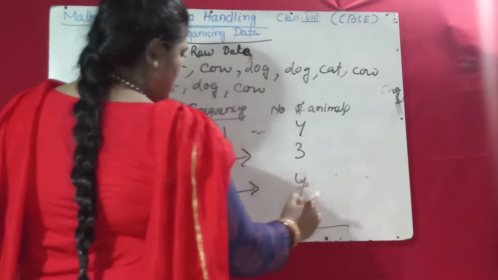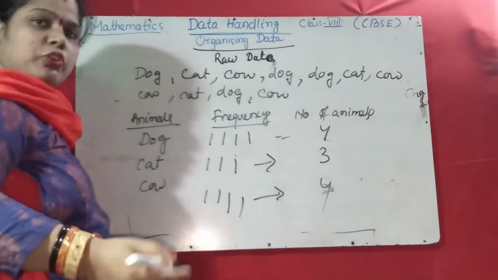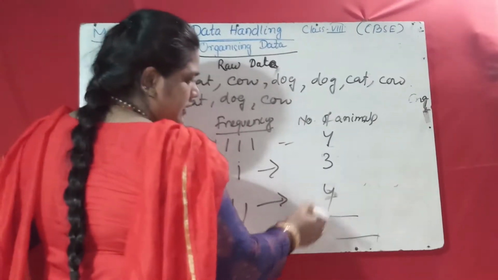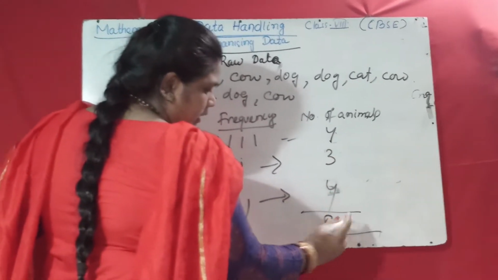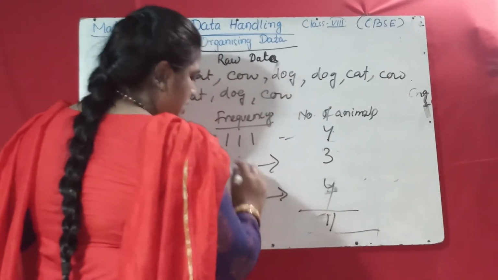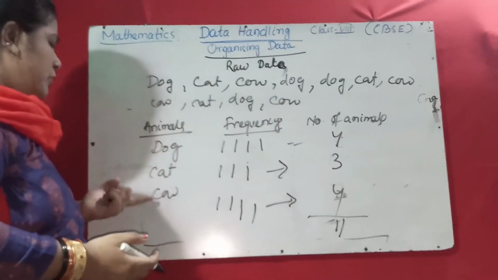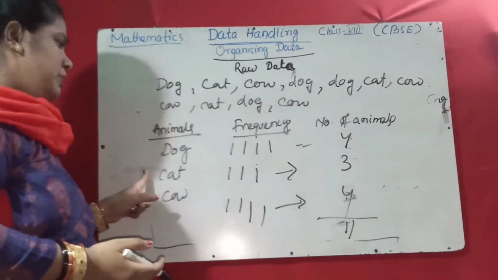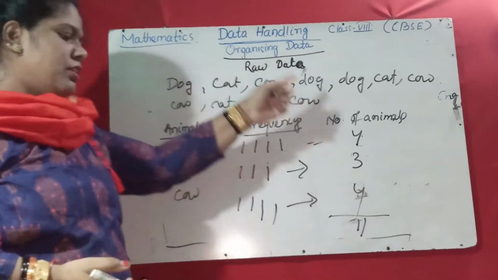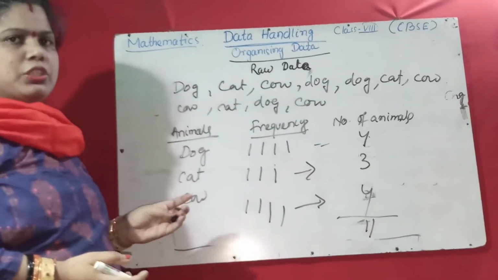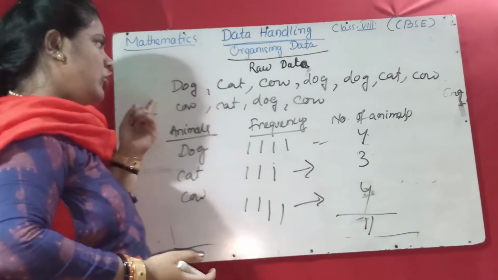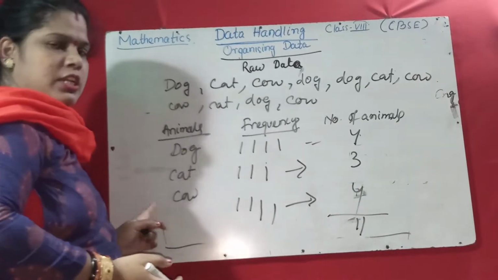Frequency: dog frequency 4, cat frequency 3, cow frequency 4. So if you ask how many total animals, you can add here 4, 4, 8, 3, 11. Total animals 11. Frequency of dog 4, frequency of cow 4, frequency of cat 3. So this is called a frequency distribution table. If raw data is given, you can arrange it in this way.